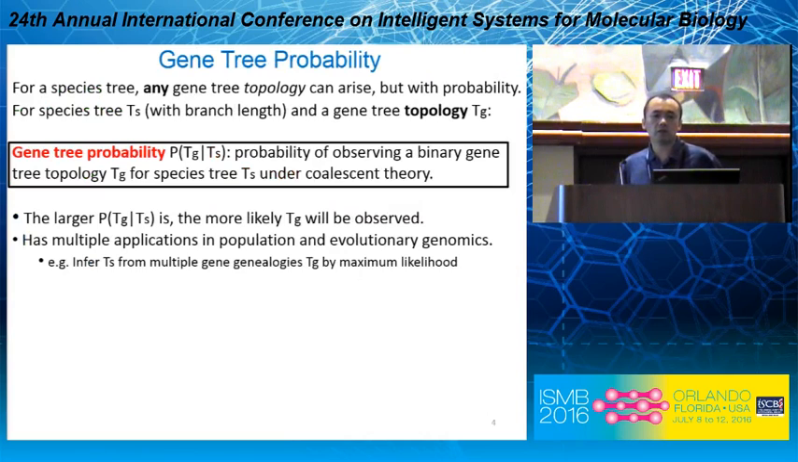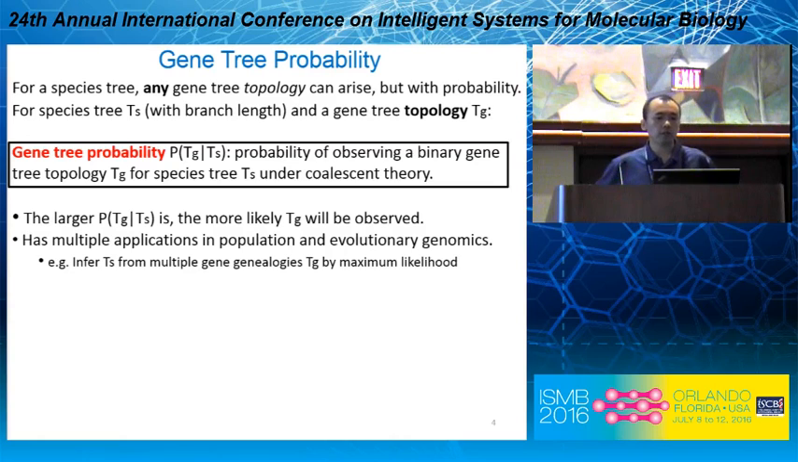All right. So let me define the main subject of this talk: the gene tree probability. We're given a species tree with a branch length and also topology. And we're also given a gene tree. This is a gene genealogy that doesn't have branch lengths, only topology. It's easy to see that for any species tree, any gene tree topology can arise, but with a different probability. As I said, it's all stochastic.